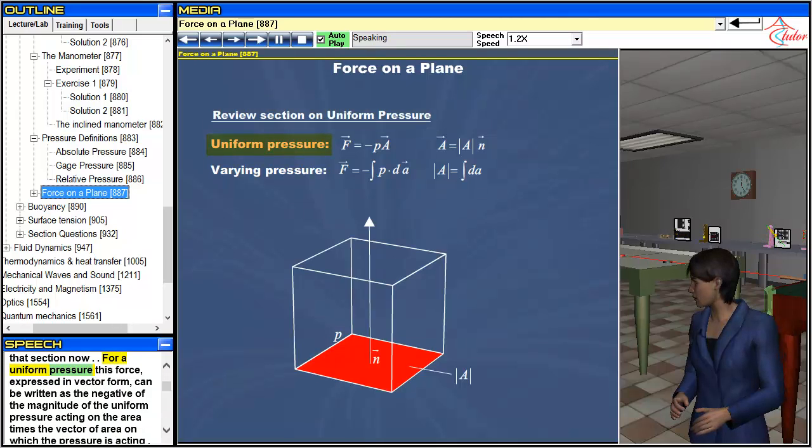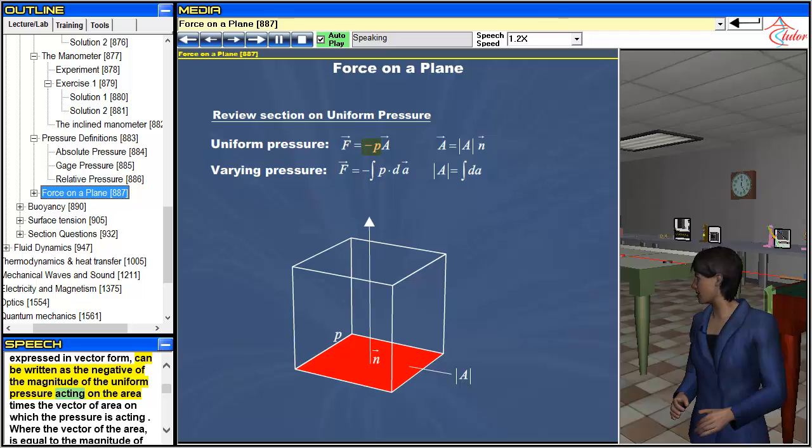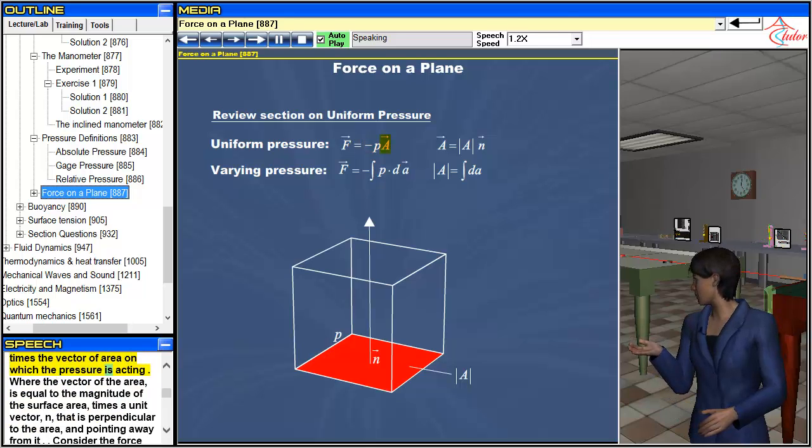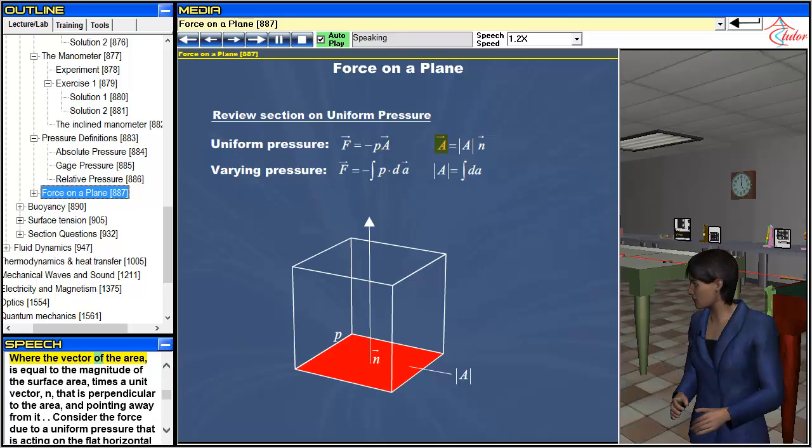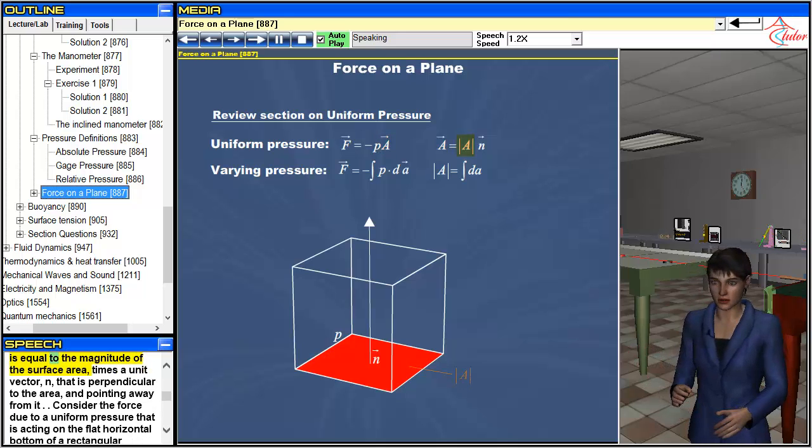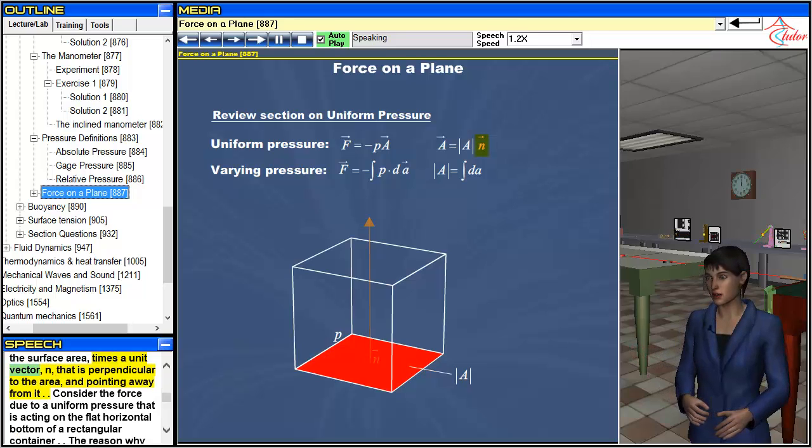For a uniform pressure, this force, expressed in vector form, can be written as the negative of the magnitude of the uniform pressure acting on the area, times the vector of area on which the pressure is acting, where the vector of the area is equal to the magnitude of the surface area, times a unit vector, n, that is perpendicular to the area and pointing away from it.